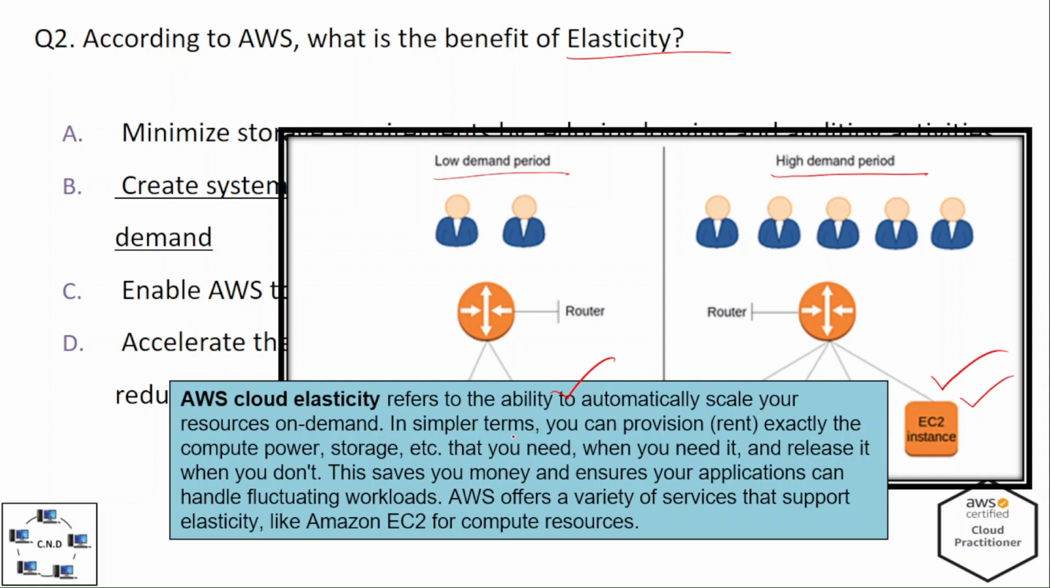In simpler terms, you can provision or rent exactly the compute power, storage, etc. that you need when you need it and release it when you don't. This saves you money and ensures your application can handle fluctuating workloads. AWS offers a variety of services that support elasticity, like Amazon EC2 for compute resources. So that's all about AWS Cloud elasticity. Let's move forward to the next question.